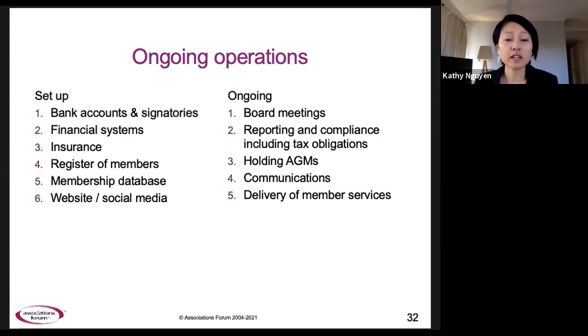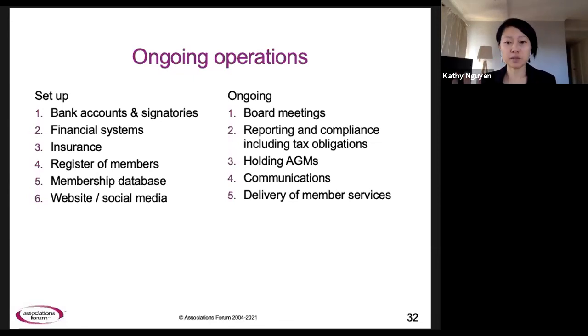Now, ongoing, you have to hold board meetings. If the organisation is not doing that much, maybe you only need to meet once or twice a year. But certainly there is a duty for the board to meet. And then comply with your reporting requirements, as we mentioned in the previous slides, and any tax obligations that you might have. And then you have to hold an AGM, and then consider ongoing communications with members and stakeholders and delivery of member services.